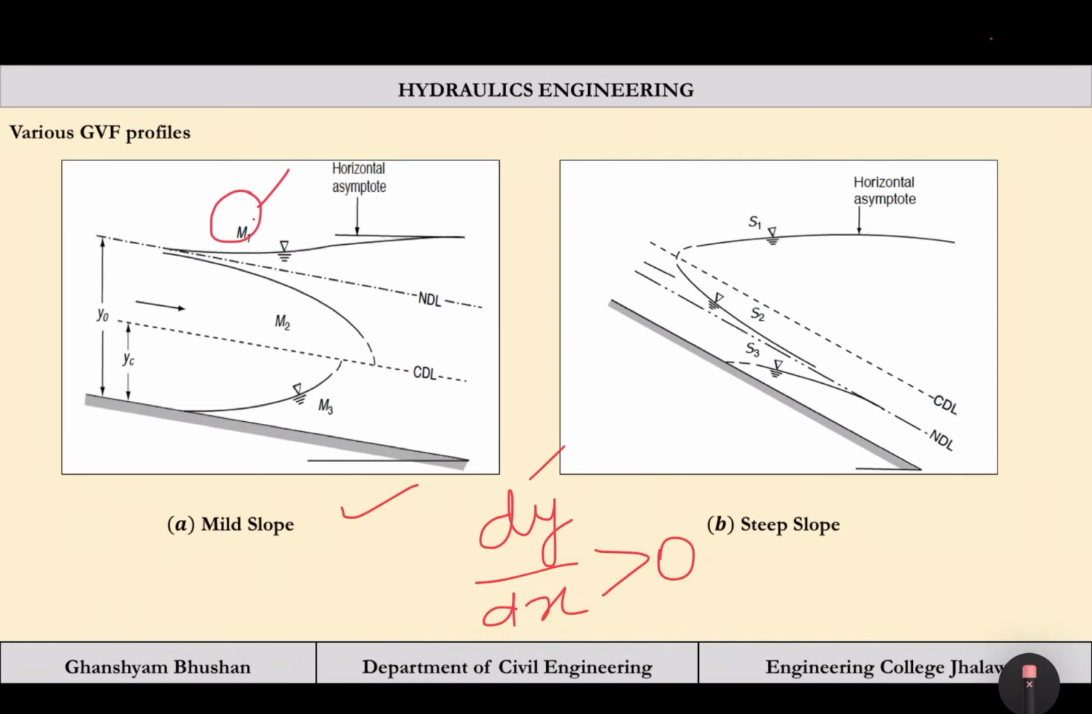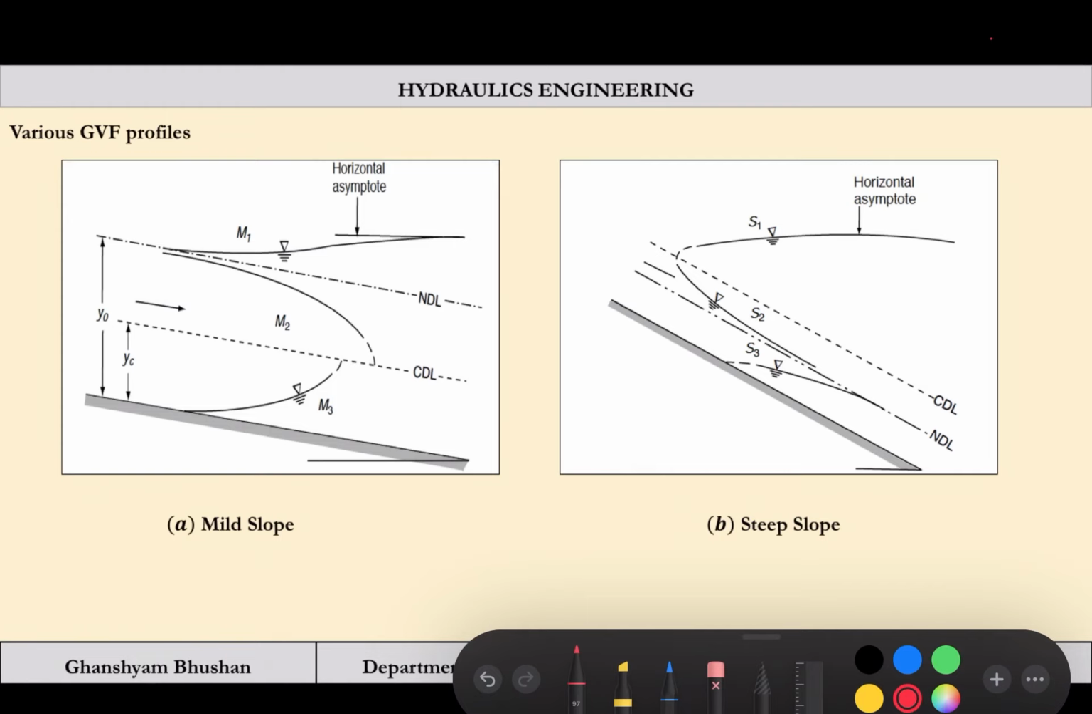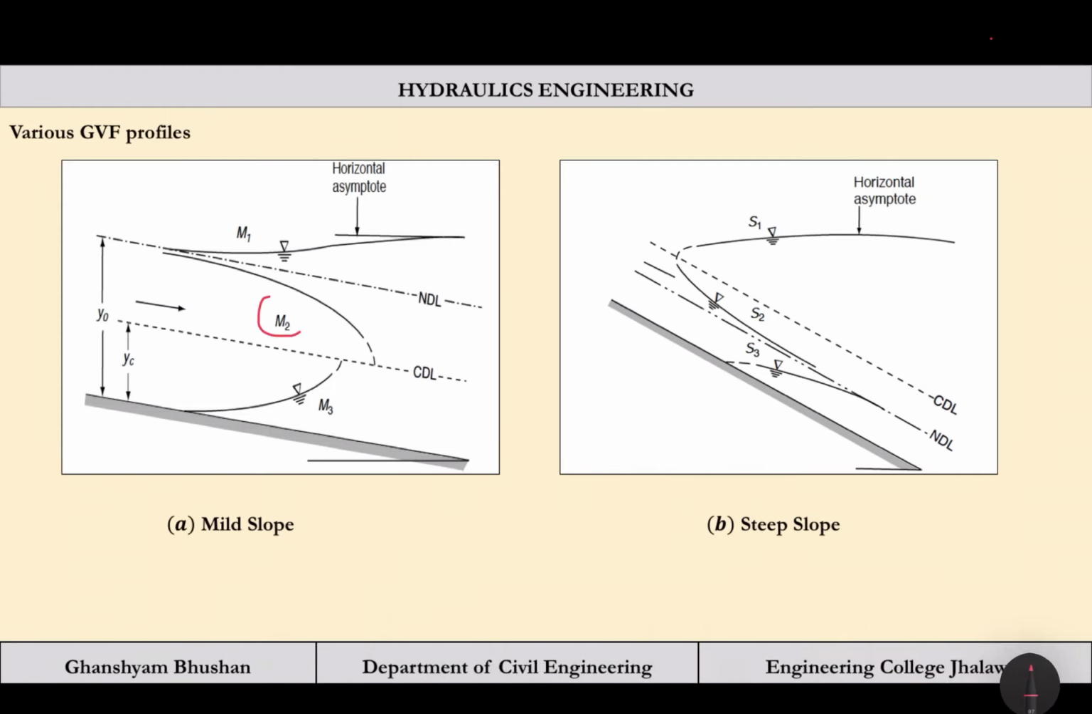So these profiles are very important. In the examination, they can directly ask you to draw the M1 profile, M2 profile, M3 profile, S1, S2, S3, anything they can ask directly. So you have to be very careful, okay. M2 was what, drawdown, dy by dx was negative. So you can see as we are moving in the direction of flow, the depth is decreasing. So you can see the drawdown curve. Similarly M3, dy by dx was greater than 0. So these are the M1, M2 and M3 profiles.